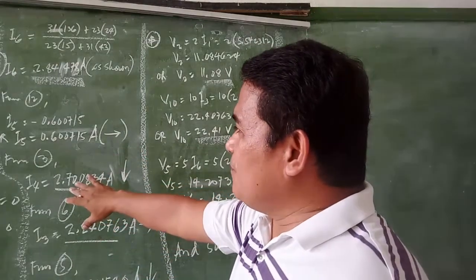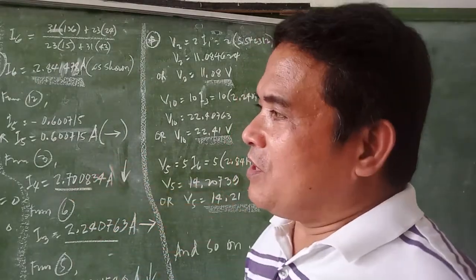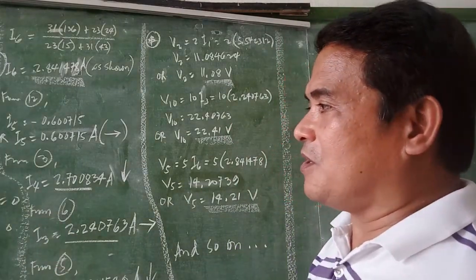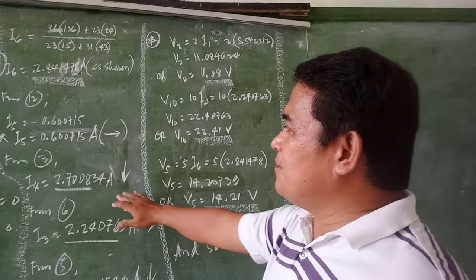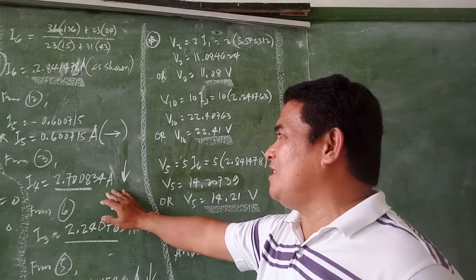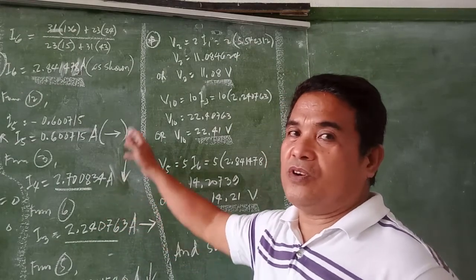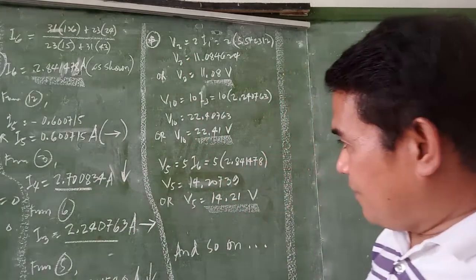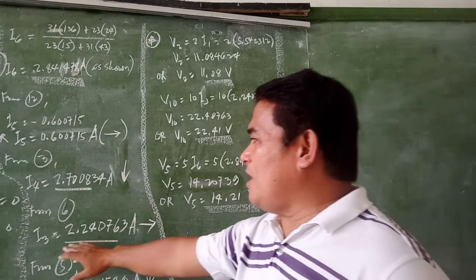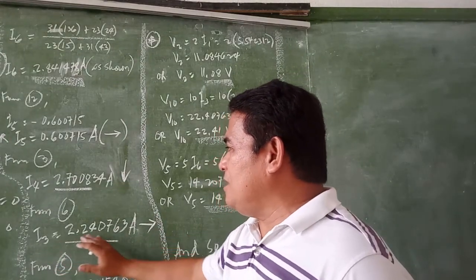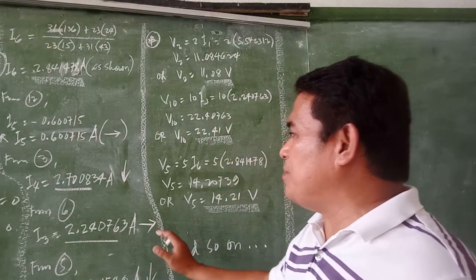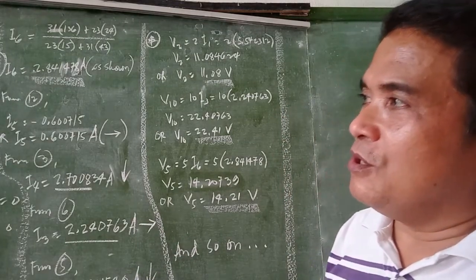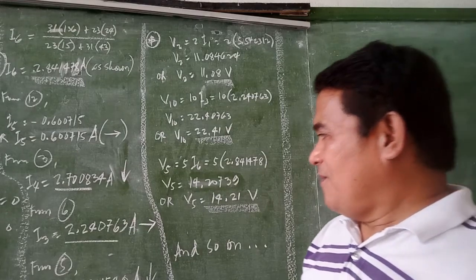Similarly, your I sub 4 may be solved from equation number 3. If you look at your equation number 3, this is for I sub 4. Your I sub 4 is 2.70834 amperes. Of course, the direction of which is downward. From equation number 6, our I sub 3 is 2.24 amperes. The direction of which is, of course, going to the right.